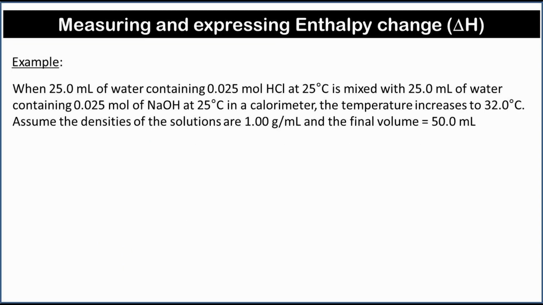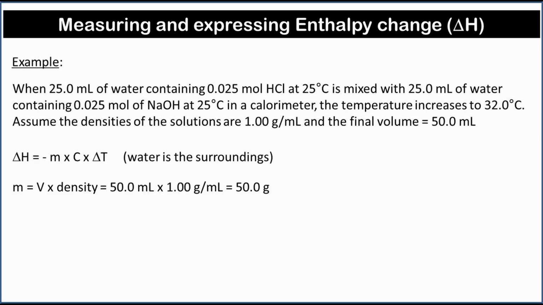Here is an example that illustrates how to measure the enthalpy change in a calorimetry experiment. When 25.0 milliliters of water containing 0.025 moles hydrogen chloride at 25 degrees Celsius is mixed with 25.0 milliliters of water containing 0.025 moles of sodium hydroxide at 25 degrees Celsius in a calorimeter, the temperature increases to 32 degrees Celsius. Assume the densities of the solutions are 1 gram per milliliter, and the final volume is 50 milliliters. In this example, water is considered as the surroundings.